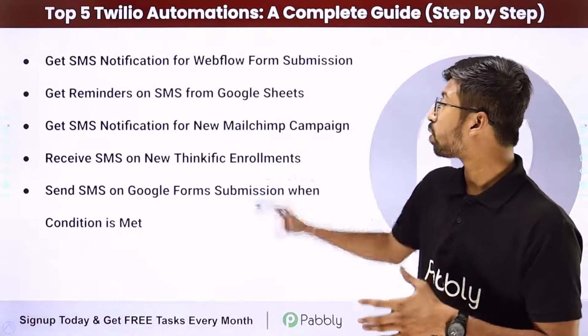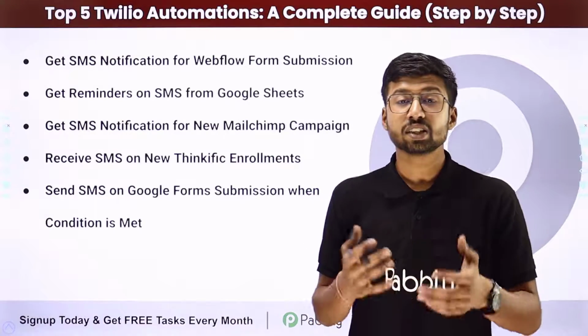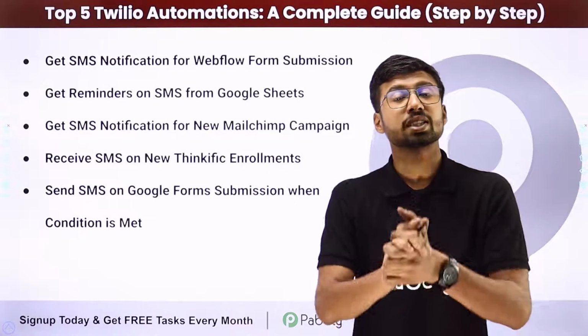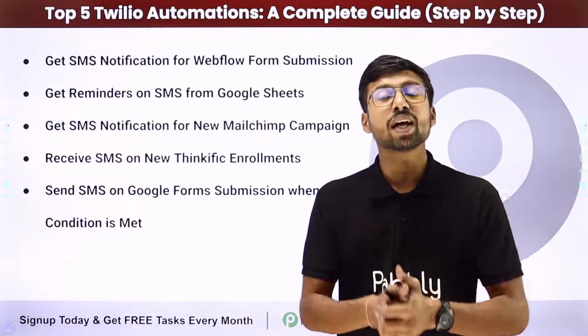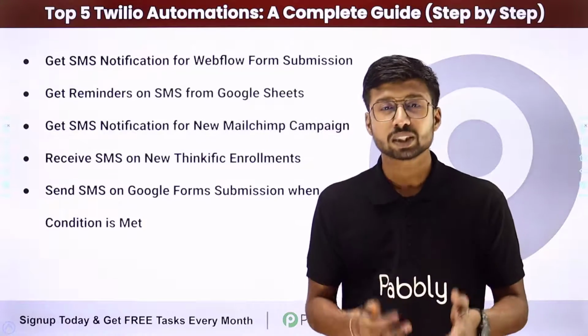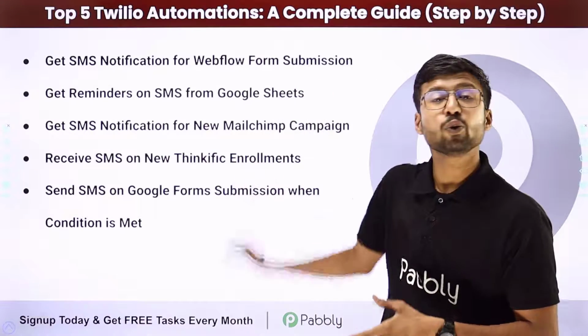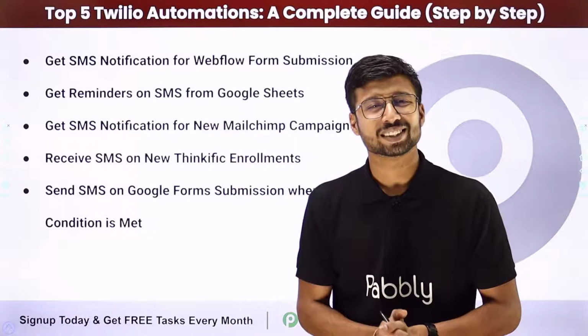You can also set up an automation to get the details and updates for your new MailChimp campaign, or you can send some order confirmation details to your customer via SMS. All of these processes can be automated with the help of Pabbly and Twilio integration. So without any further delay, let's begin with this process. And in this process, we will be showing you a step-by-step guide on how you can set up each and every automation. So let's begin with the process.